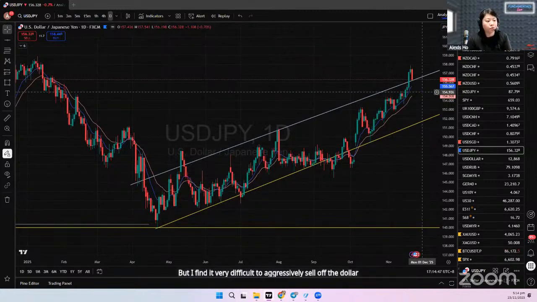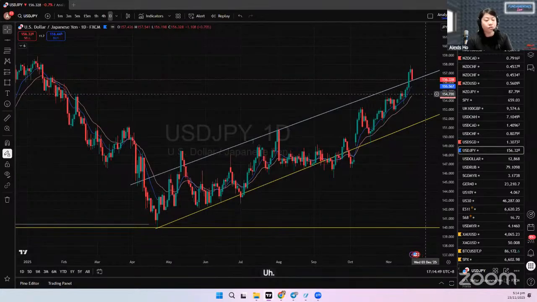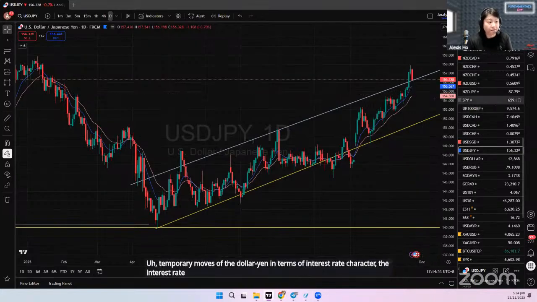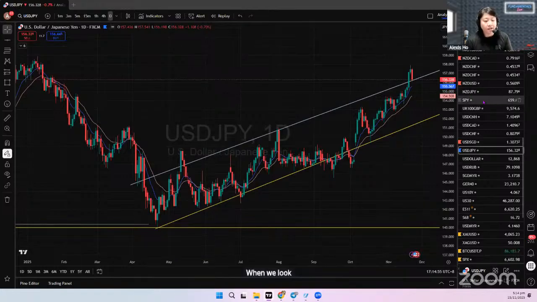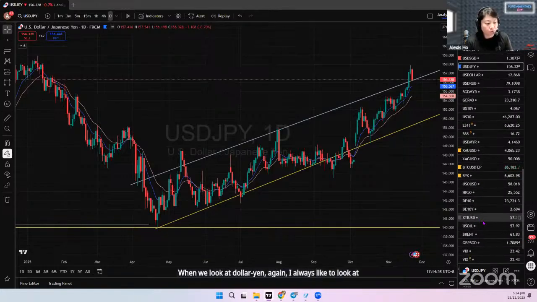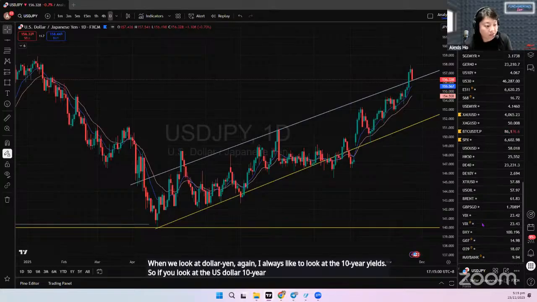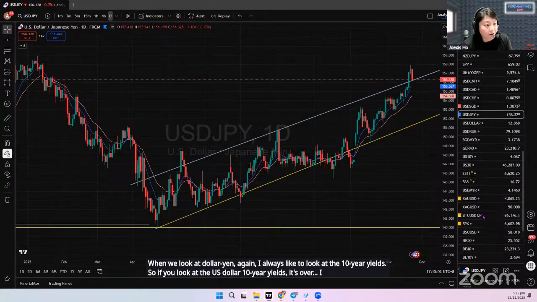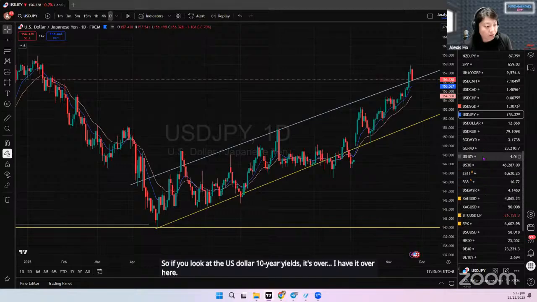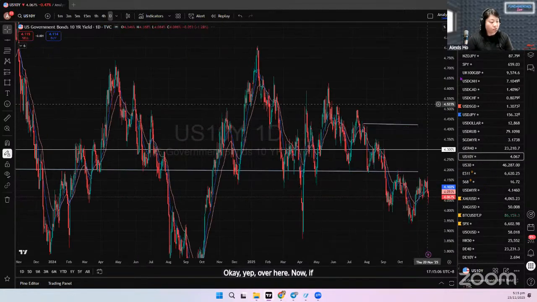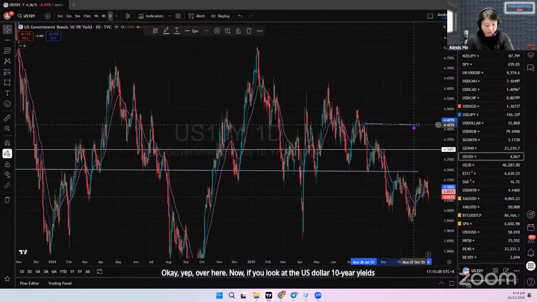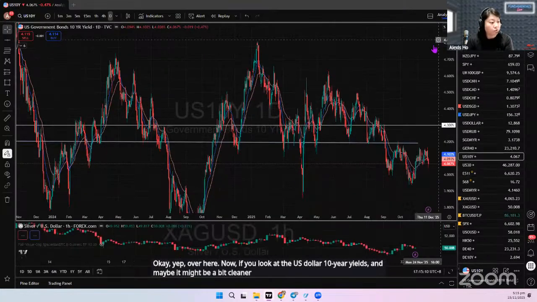term. Short term, if you look at temporary moves of the dollar yen in terms of interest rate, the interest rate carry, right? So when we look at dollar yen, again, I always like to look at the 10-year yields. So if you look at the US dollar 10-year yields, I have it over here. Okay, over here. Now, if you look at the US dollar 10-year yields, it might be a bit cleaner if I give you guys a dual chart over here.